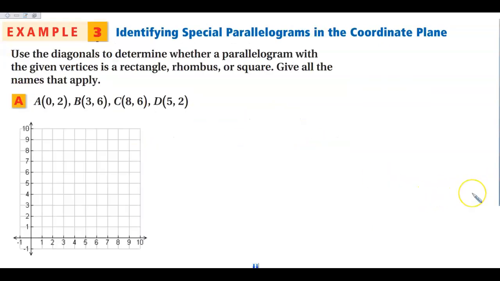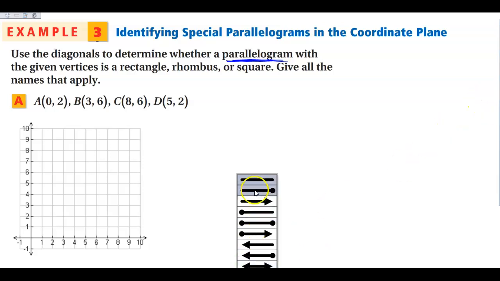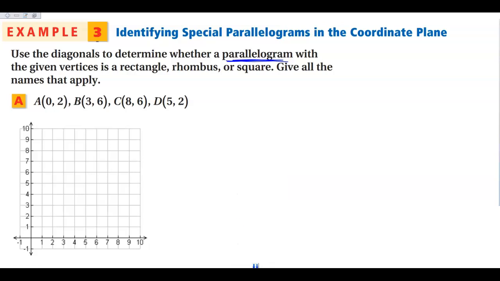All right, let's take a look at our next example. Okay, I am going to be given coordinates, and I want to be able to determine whether the parallelogram is a rectangle, a rhombus, or a square. So the key thing here is that we are told it is a parallelogram. I do not have to prove that it's a parallelogram. It is already given to me. All right, so let's take a look here.